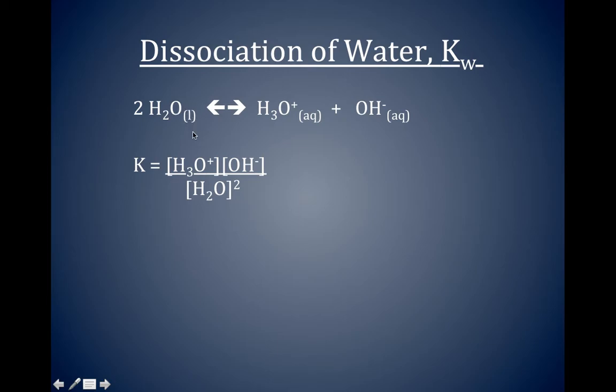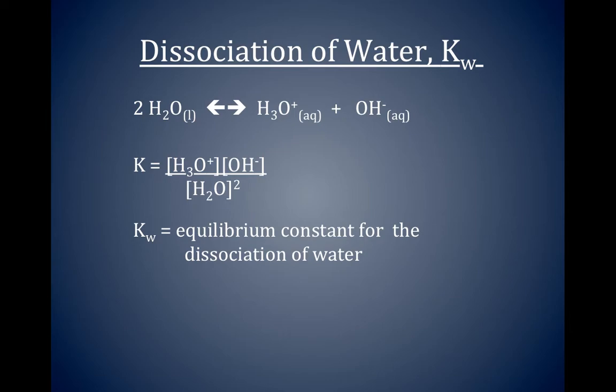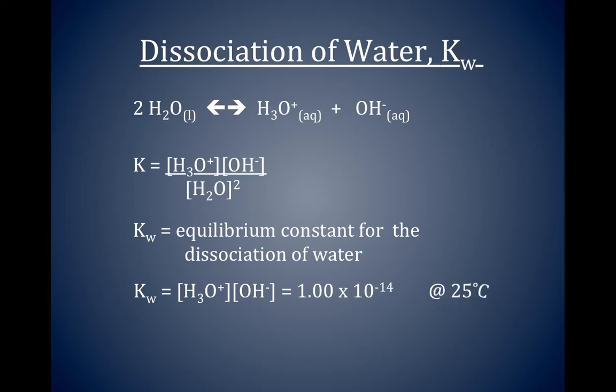But what we see is that H2O is a liquid. So that means its density is going to be constant. So we can get rid of it. So we have Kw. And this is a very important formula to us. At 25 degrees, Kw is 1.00 × 10^−14. And that's for water acting as an acid, essentially.